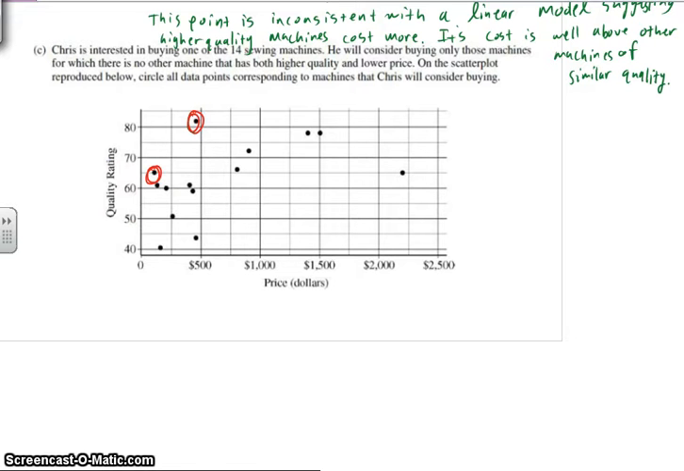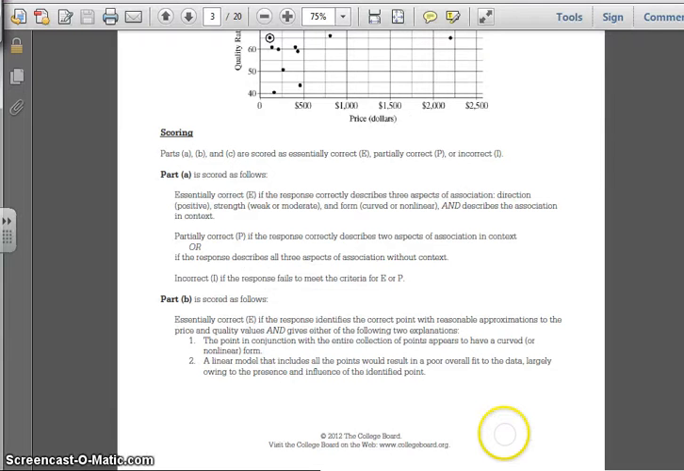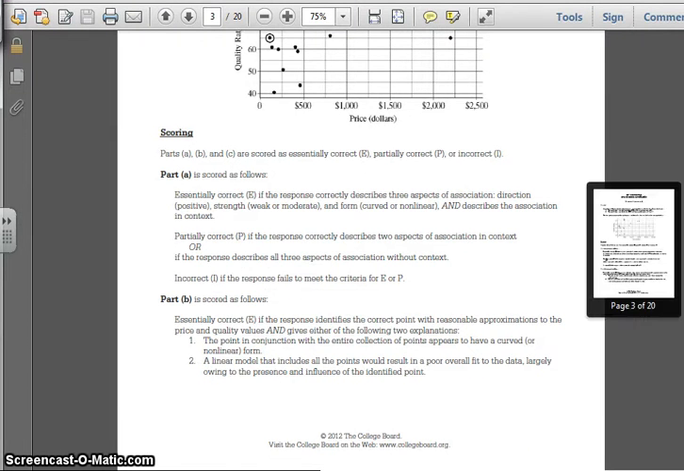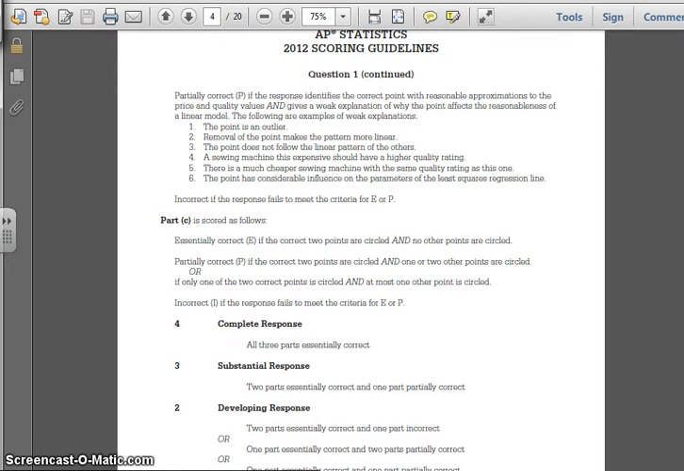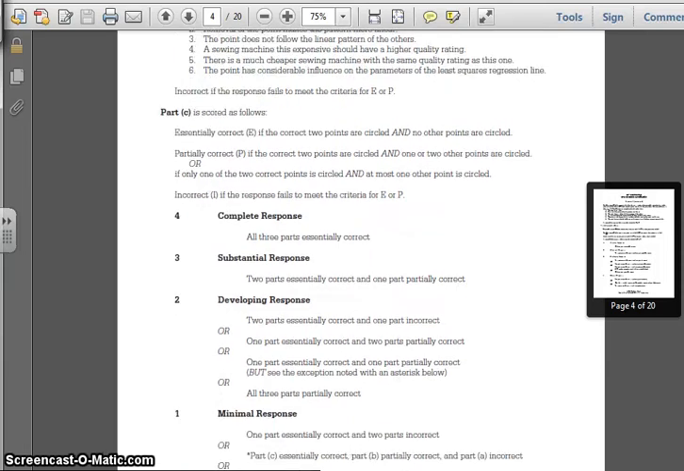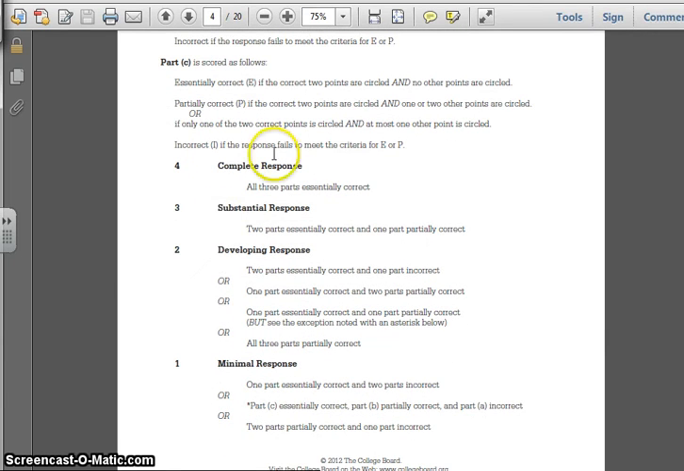And if we look at the rubric again, just to see how it's scored, you had to circle both points and not any other ones. Partially correct if you circled both points and you had one or two other points, or if one of the 2 points is circled and at most one other point is circled, and then incorrect if it doesn't meet those criteria in there. So you can look at your response and figure out what you got based on that. And here is the full scoring rubric right there.